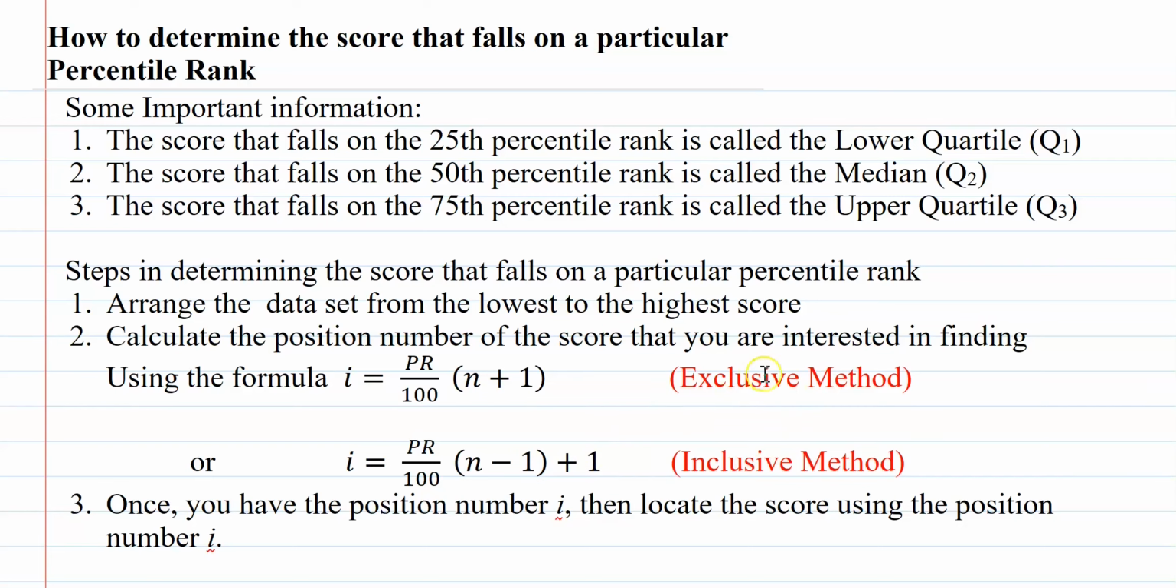And by the way, these names, exclusive method and inclusive method, are not official names. Now for the third step, once you have the position number I, then we can locate the score using that position number I, and I will illustrate how to do that later in our example.